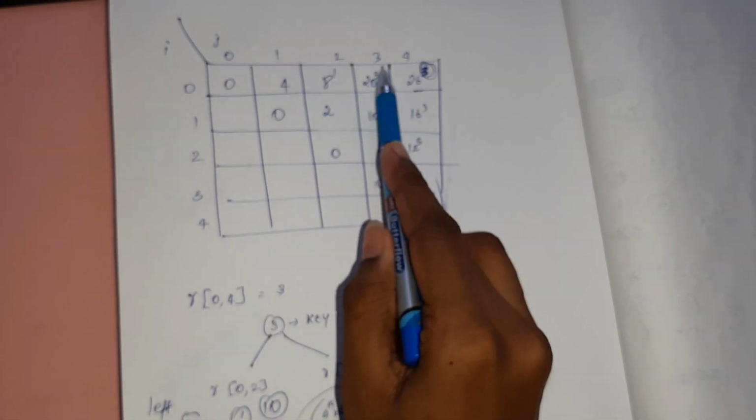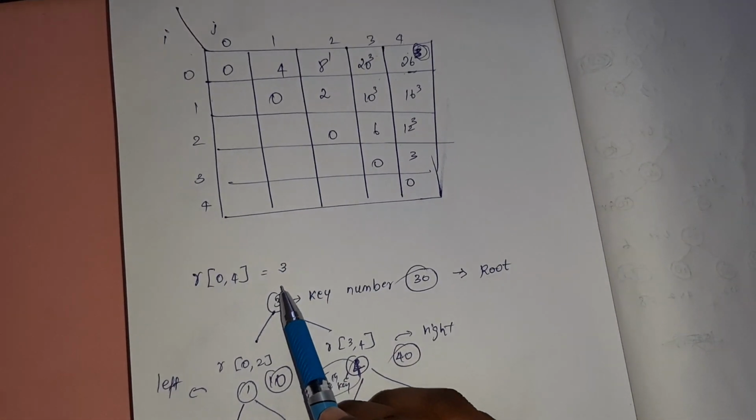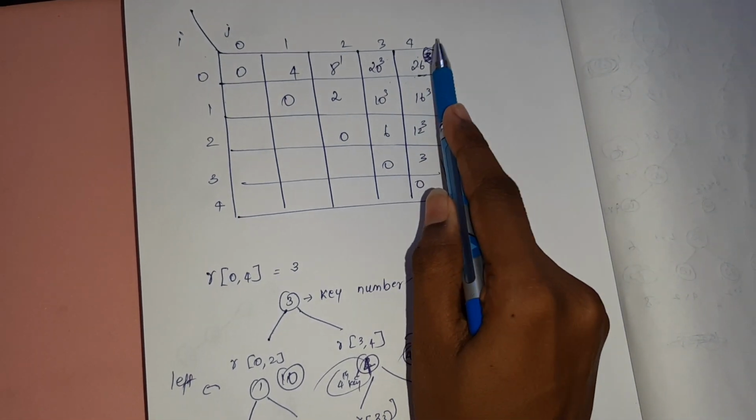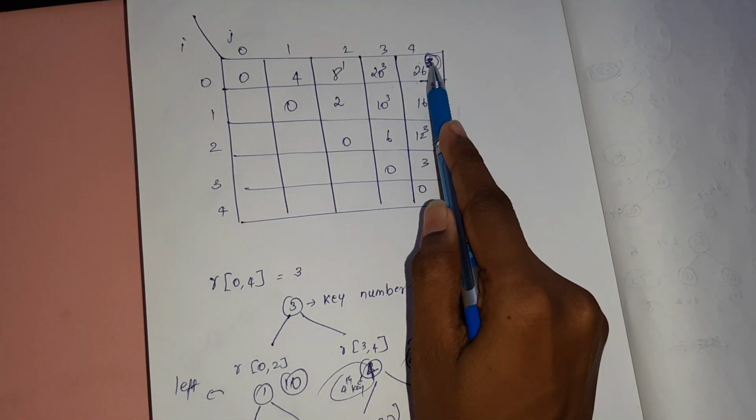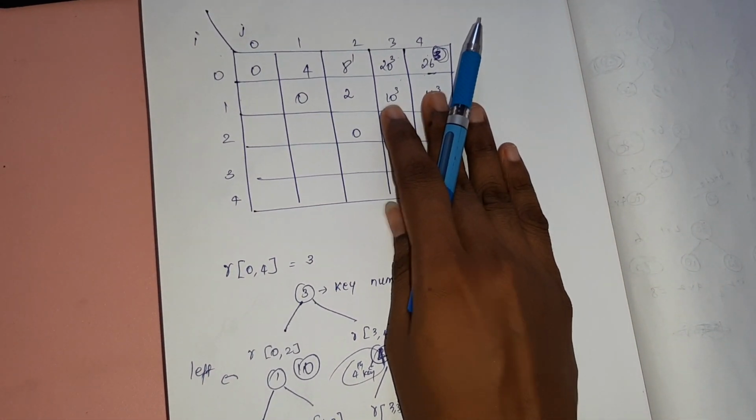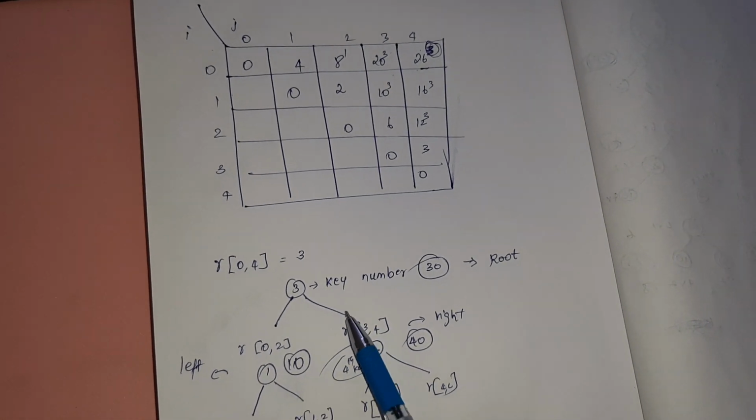We have overall root 0, 4. From that, for 0 to 4, 26 is the value. What will be the parent node with the key? That is 3. So I am keeping here key number 3. Next, you forget about this 30, 20, 10 at all. For 3, we can return it as root of 0, 2 and root of 3, 4.